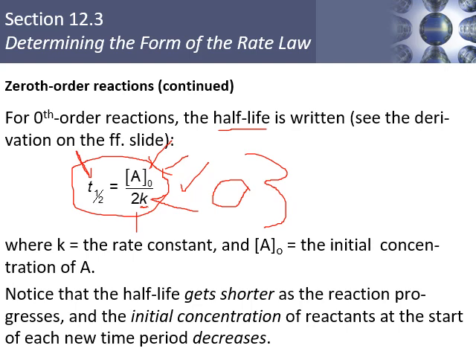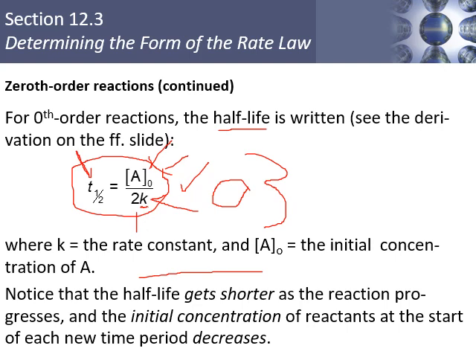Here, for this one, the half-life gets shorter as the concentration decreases. In other words, as the reaction goes on. So for zero order, the half-life will get shorter. For first order, which we'll talk about in a minute, it stays the same. And for second order, which we'll talk about last, it gets longer. And again, we're talking about the half-life.